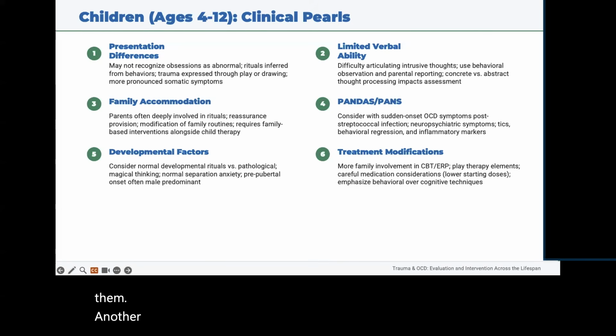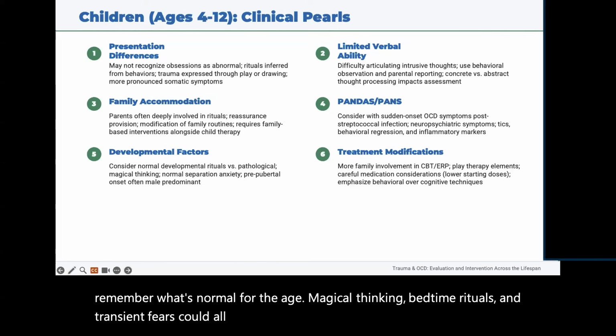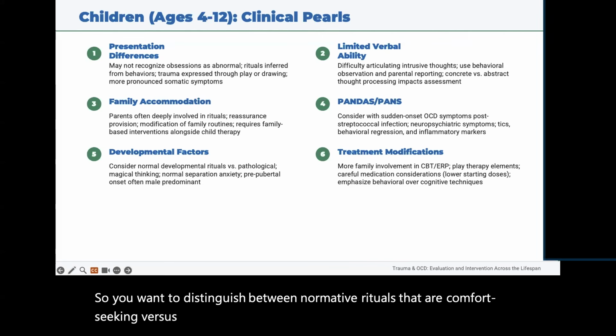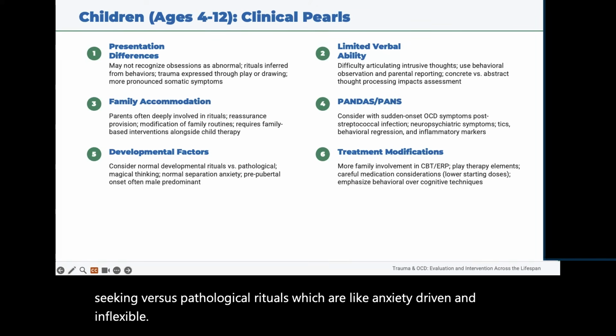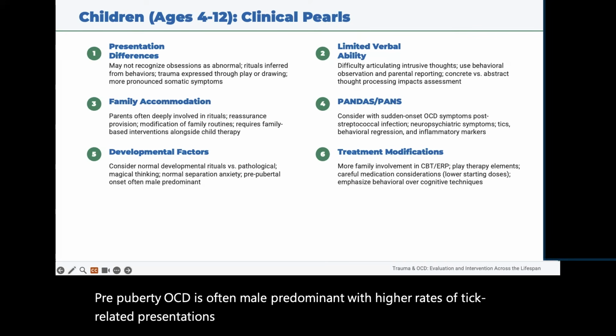Another thing to keep in mind are the developmental factors here. So remember what's normal for the age. Magical thinking, bedtime rituals, and transient fears could all be developmentally appropriate depending on age. So you want to distinguish between normative rituals that are comfort-seeking versus pathological rituals, which are anxiety-driven and inflexible. Pre-puberty OCD is often male predominant with higher rates of tic-related presentations. So context is everything. What's protective at age 5 could be pathological at 10.